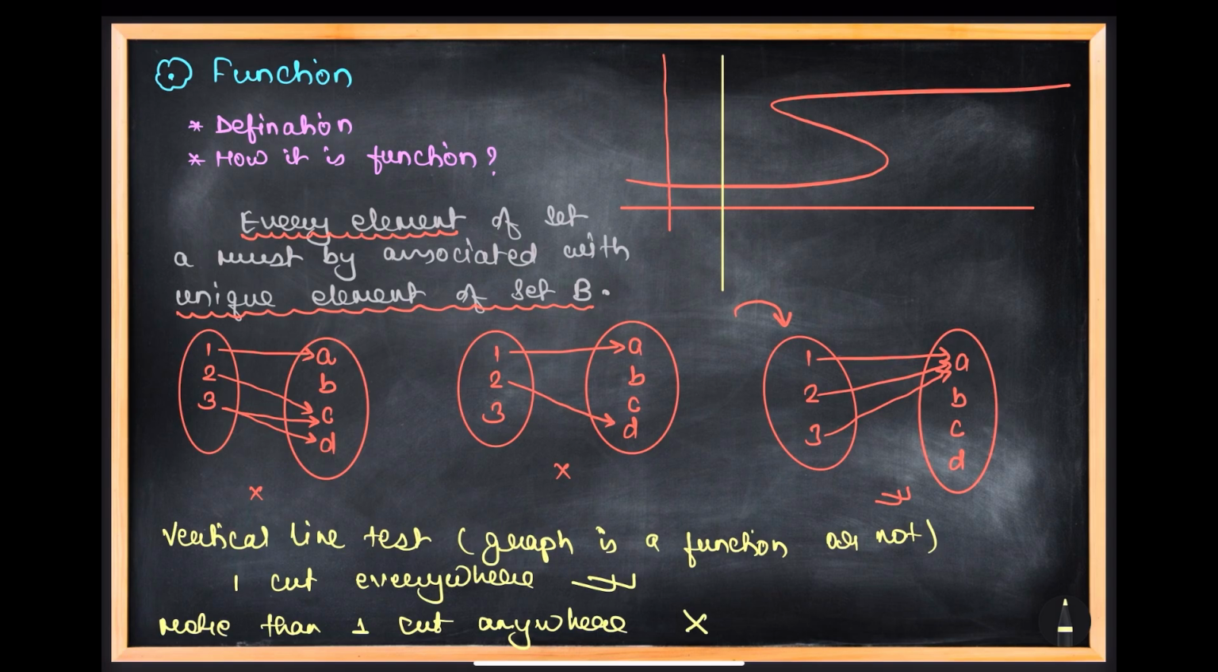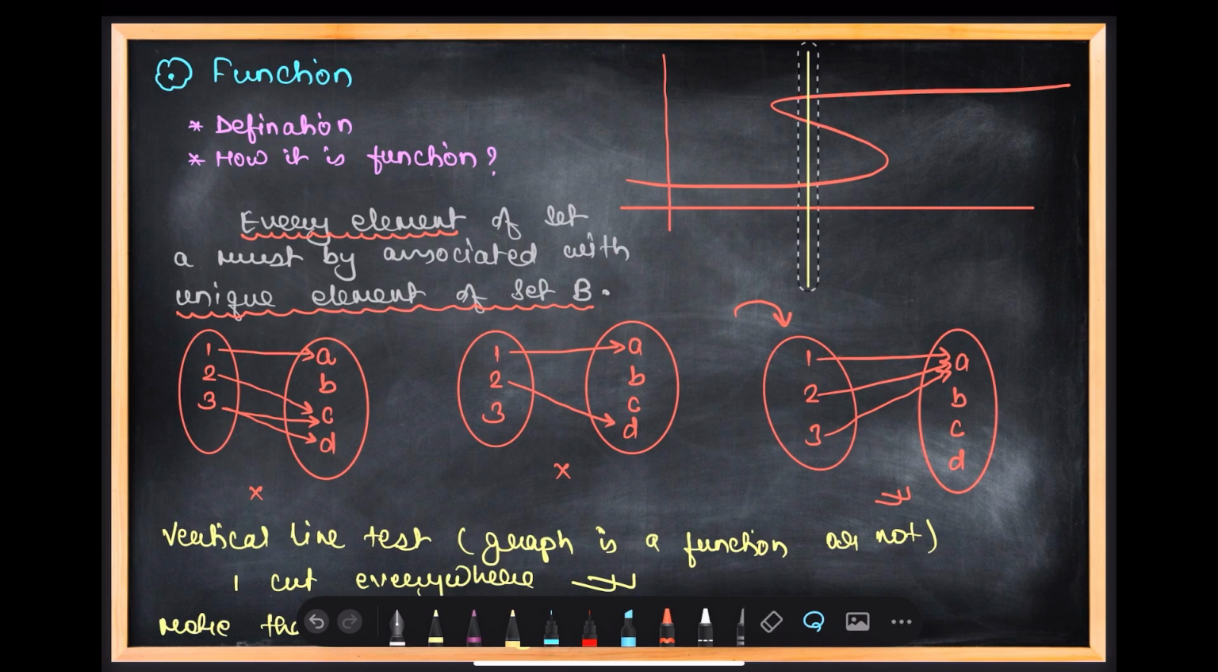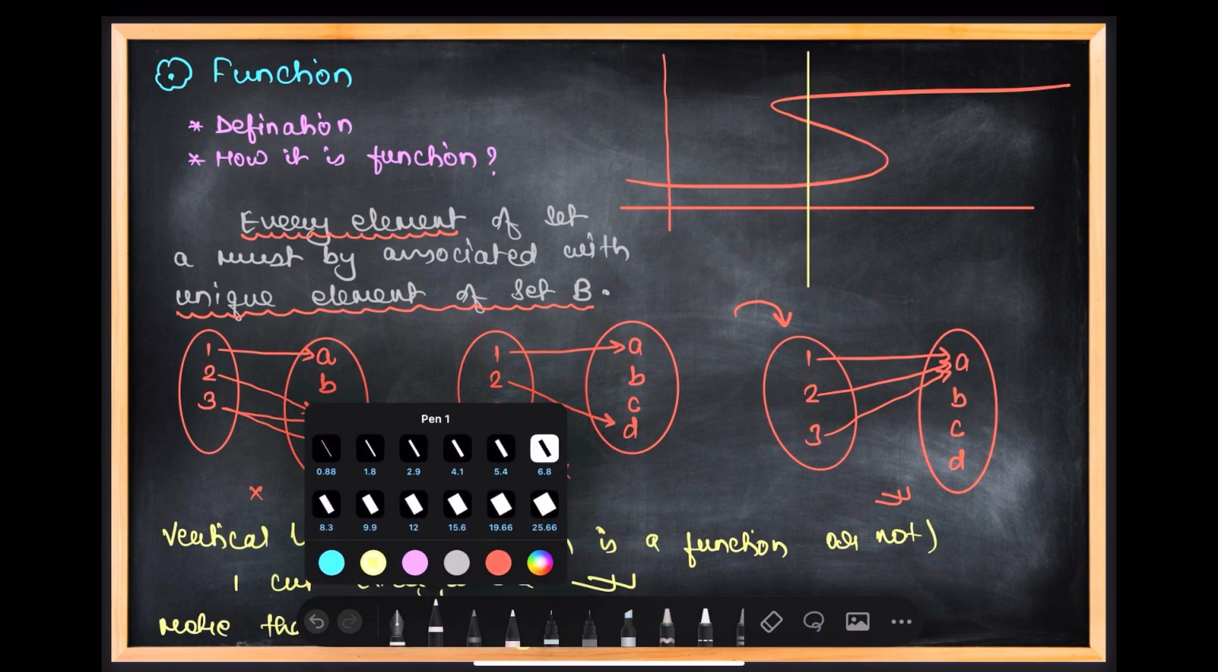Okay, so this is the condition. If you observe, you can directly say that it is not a function because it has more than one cut somewhere. So how will you judge why it is not a function?